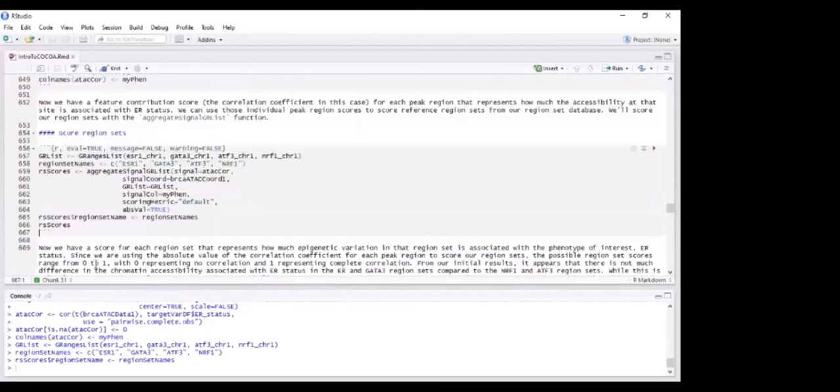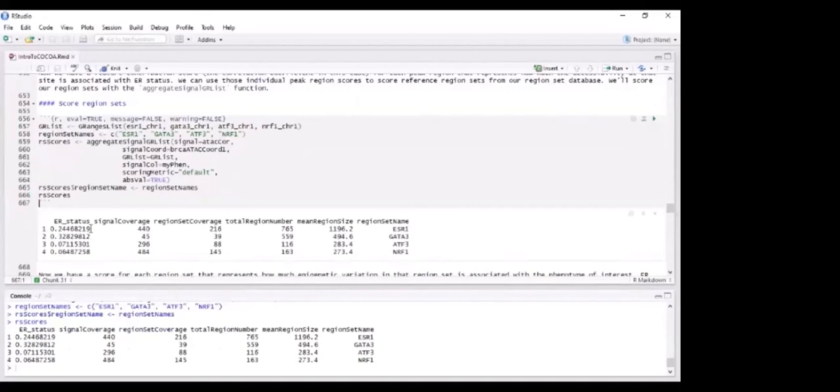So basically, now that we've got those scores, we can see a similar outcome for the chromatin accessibility as we saw for DNA methylation. It appears that in estrogen receptor and GATA3 binding regions, there's pretty high correlation between the chromatin accessibility and the estrogen receptor status, whereas there's not really in the ATF3 and NRF1 region sets. And so that's what we're looking at in the ER status column, the COCO score for each region set for that target variable.